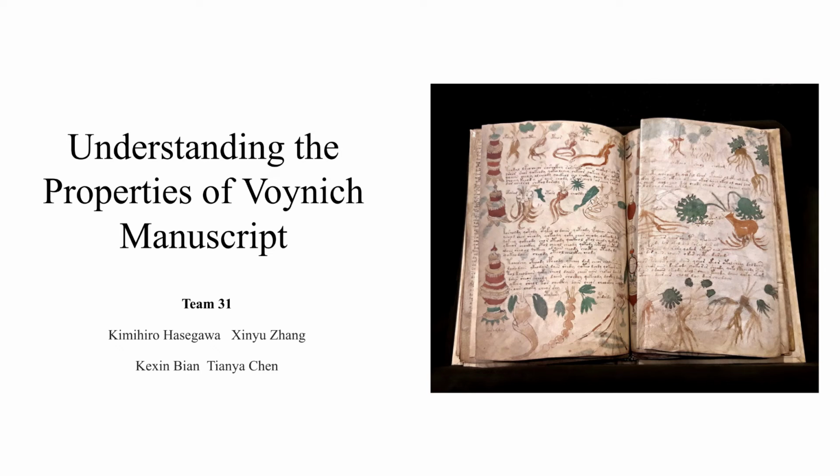Hi everyone, we're Team 31, and this is our term project for Introduction to Deep Learning. Our topic is understanding the properties of the Voynich Manuscript.